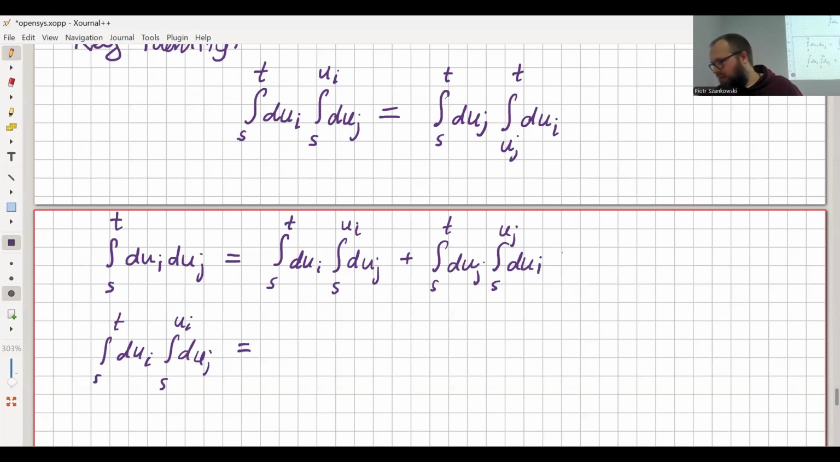We'll try not to make a fool out of myself. Oh no, sorry. I already made a fool out of myself. Another way to rewrite unordered integrals. Okay.